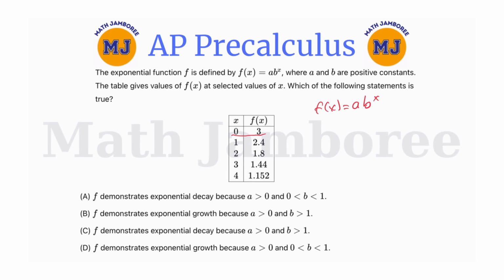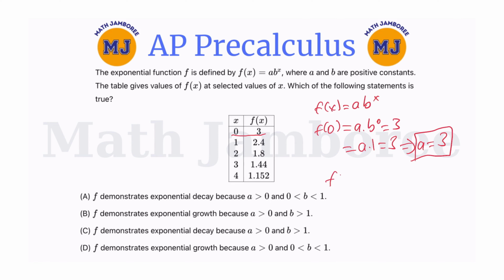We will substitute 0 for x and we'll get 3 for y. So f of 0 is a times b to the power of 0, which gives you 3. So b to the power of 0 is 1. So a times 1 is 3. That gives us a as 3. We just found the value of a.